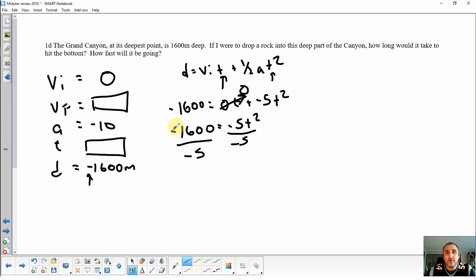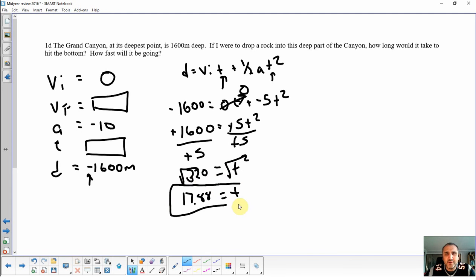Again, very important, if we have the negatives, they cancel out and become positives, and you end up with the square root of a positive number. The square root of 1600 divided by 5 is going to be 320, and then we take the square root of 320. T shall be 17.88 seconds. That's the first thing we want to know.